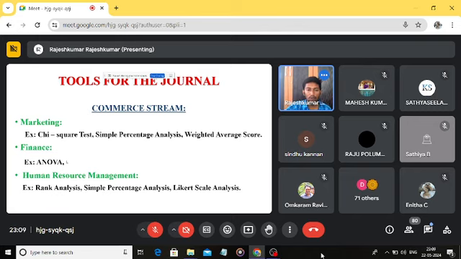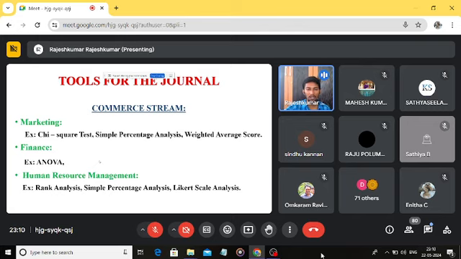Those analysis formulas cannot be used for finance. Finance mainly uses one-way ANOVA, two-way ANOVA, or, for example, a chi-square test. These three will mainly be used for the financial statement. For the human resource management statement, they can use rank analysis.